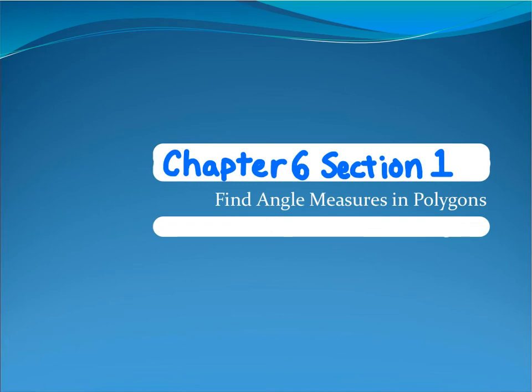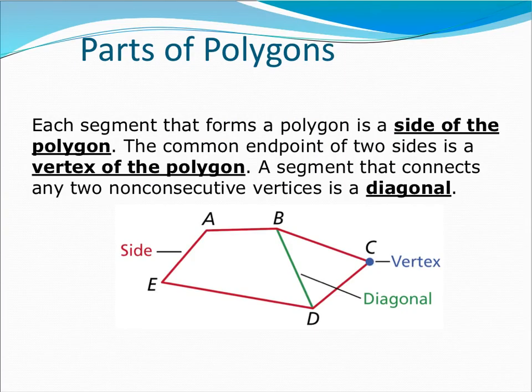All right, so chapter 6, section 1, we're going to find angle measures in polygons. First we're going to start with the parts of a polygon. Each segment that forms a polygon is a side of the polygon. The common endpoint of two sides is the vertex of the polygon, and a segment that connects any two non-consecutive vertices is a diagonal. So first we have the vertices of the polygon, which are all of these points here.